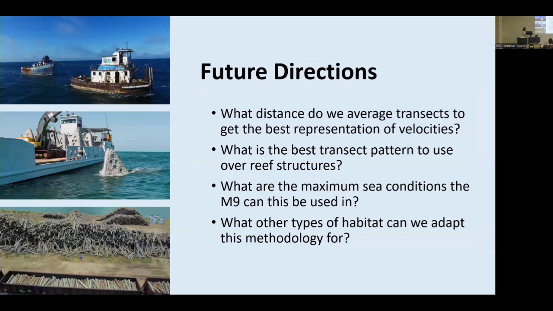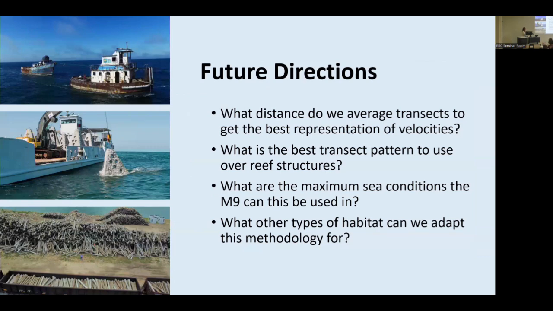Some of the questions I'm still working on are what distance do we average these transects to get the best representation of these velocities around these structures? We're also looking into what is the best transect pattern to use over these reef structures, whether that be a grid pattern or possibly an X.